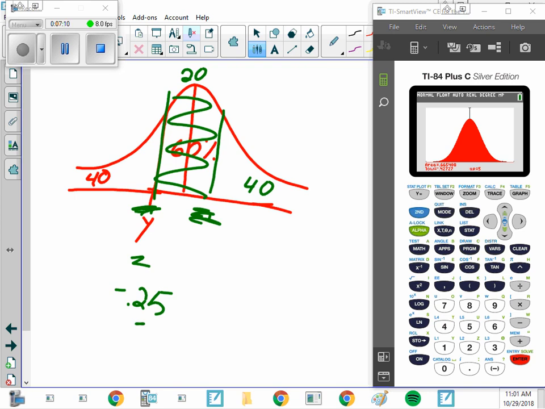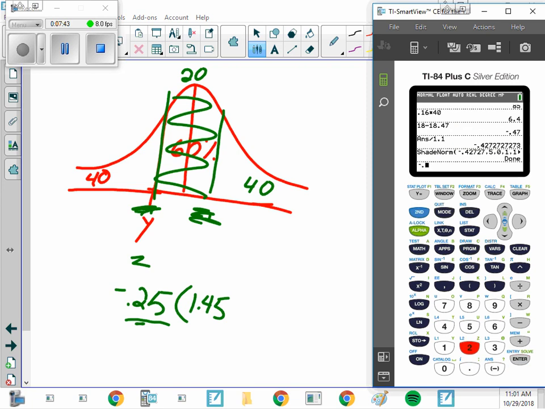Okay, what do I do with this z-score? I can't shade norm. I started with a shading, right? So if I shaded norm, I'd get 60%, which is back to where I started. I need to turn them into inches. How do you turn a z-score into inches? You times it by the SD. So we're going to multiply by 1.45. So negative 0.25 times 1.45.